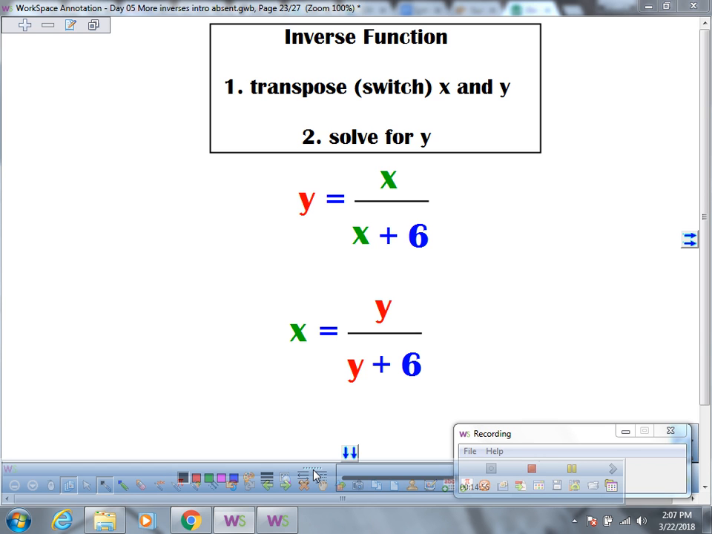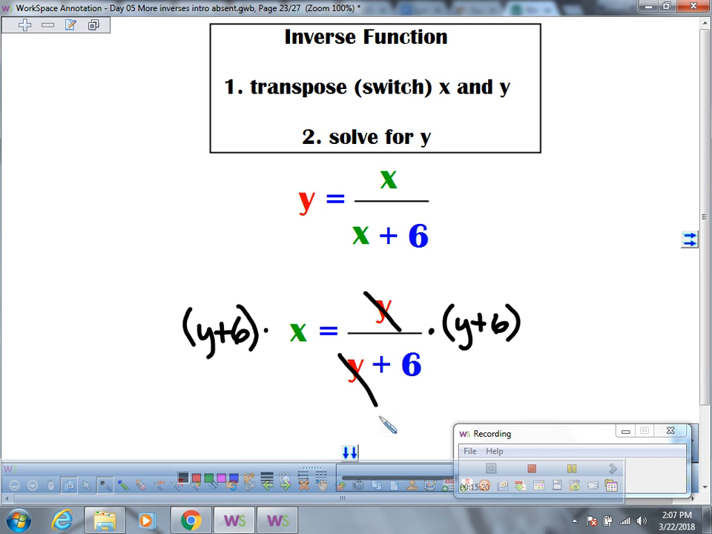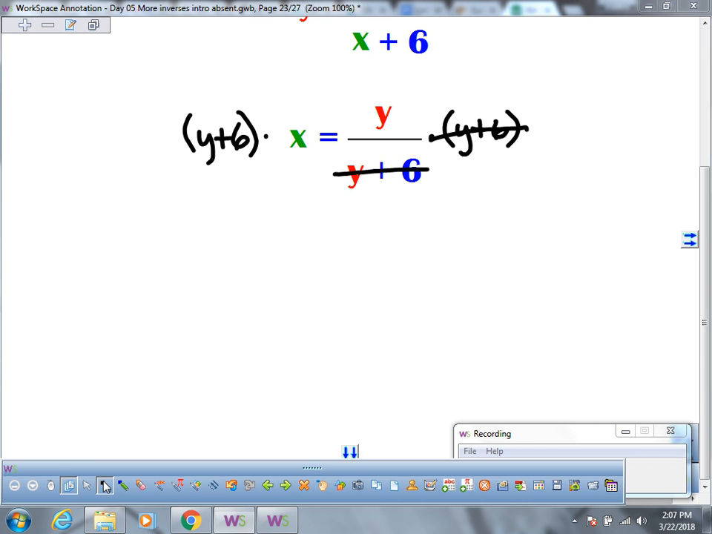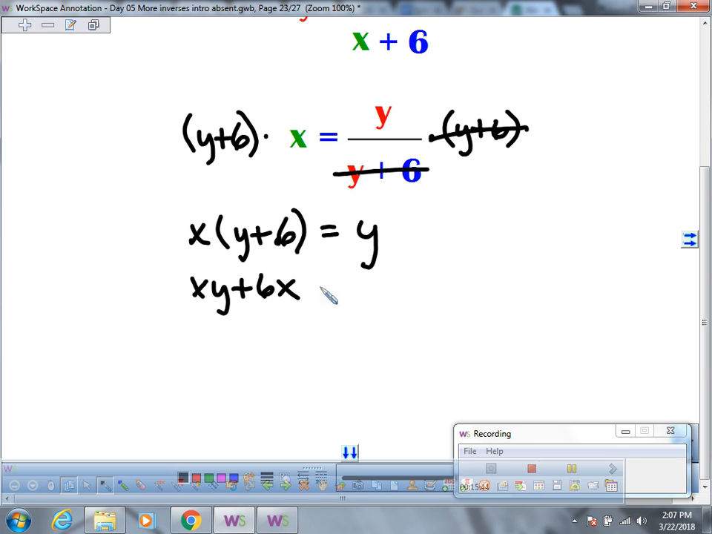Okay, so in this case, I just want to get rid of the denominator at this point. So how I'm going to do that is I'm going to multiply both sides by y plus 6. What do you think the most common error is on this one? They just cancel them. That's the most common error. Okay. Alright, so that makes this go away, and I'm left with x times y plus 6 equals y, or xy plus 6x equals y.